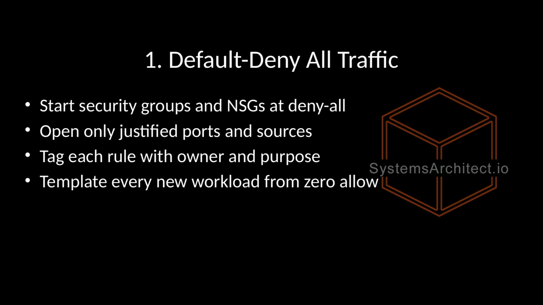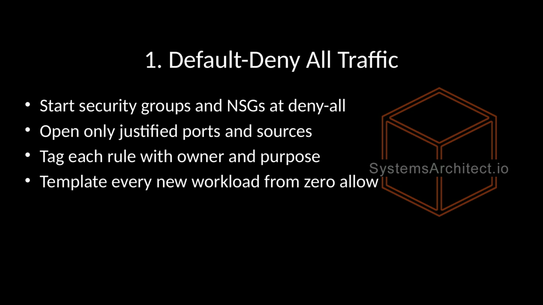What does default allow really cost? Default allow means every new service is reachable until someone reacts with a deny rule after an incident or audit. Default deny forces each allow to be justified, which is how you keep rules reviewable. Template new workloads with all inbound and outbound denied. Require requests to open paths and tag every rule with purpose and approval link.